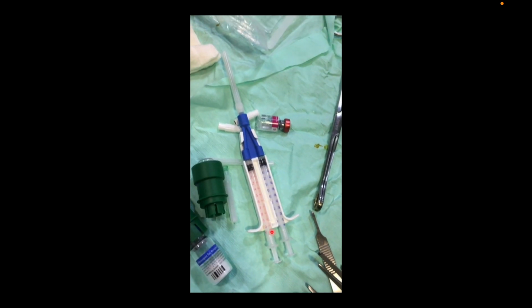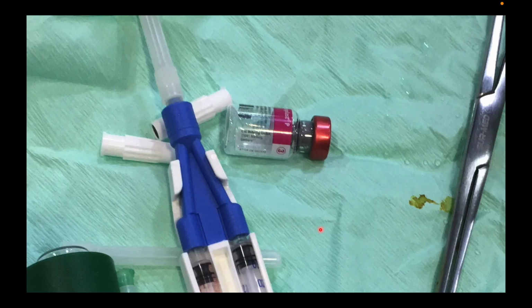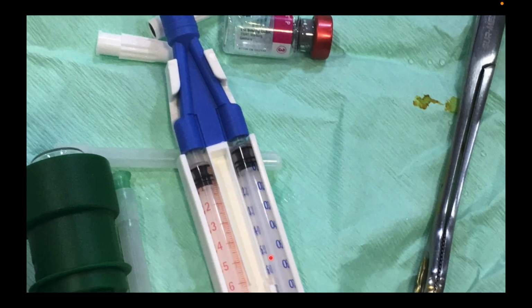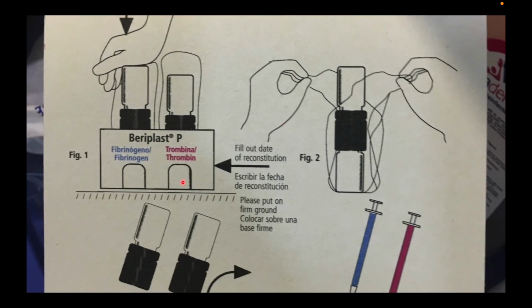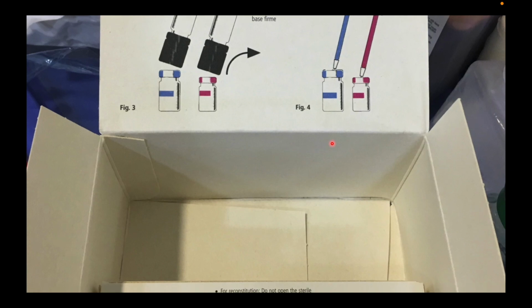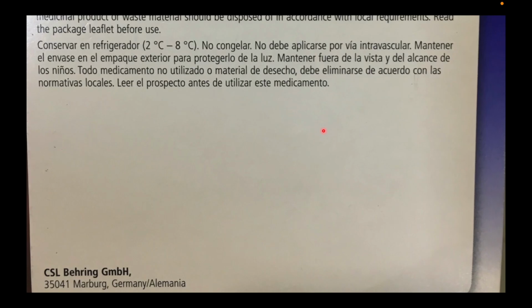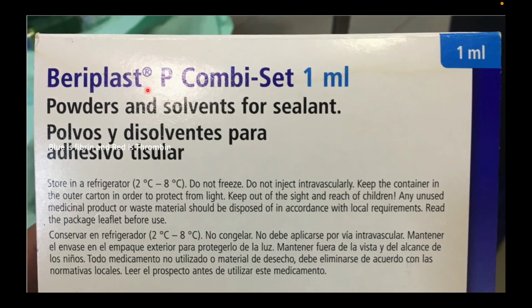So here you can see the color coding. One syringe is red for the thrombin, the other syringe is colored blue. This is for fibrin, and this bottle is also colored similarly, red and blue. Here you can see red is thrombin, blue is fibrin, and this is the box which shows everything, how to use it. And this is the supply, how it comes, Beriplast P Combi set 1 ml. So this contains both thrombin and fibrin.